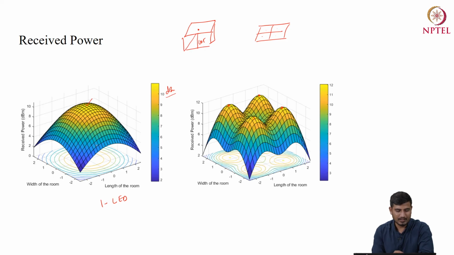It is simply the one LED configuration for each sub-coordinate, and they overlap. The area where they are overlapping will have improved performance. Again, at the corner of the room the power is minimum, and where the LED is installed it will be the maximum. For this simulation, the total power we have considered is 2 watts, which is constant. This is the 1 LED configuration, and this is the 4 LED configuration, and you can see an improvement in received power. In this case, the maximum power that we are able to receive is 10 dBm, while here we are able to receive a power value of 12 dBm.